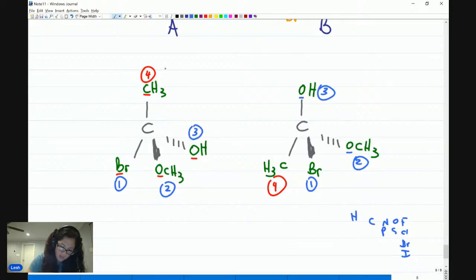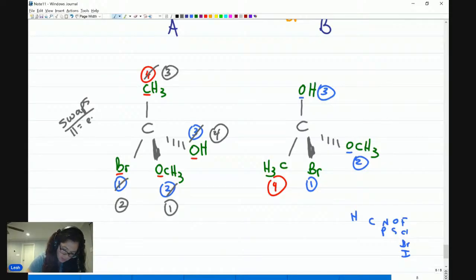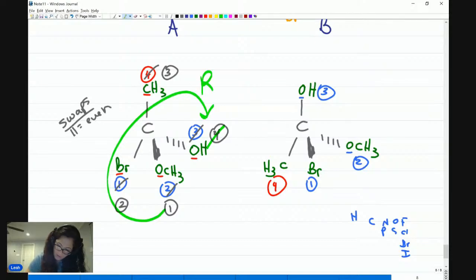For the first molecule, I have number 4 in the plane of the page. So if I keep track of my swaps, I move number 4 to the back. That's one swap, and I do a second swap, 2, 1, even. And then I find out, and I'm doing this really fast to prove a trick, that this is R. Let's do the same thing for the other one.